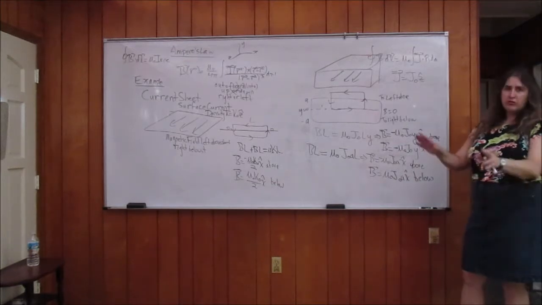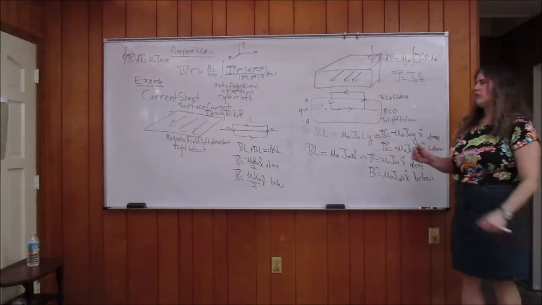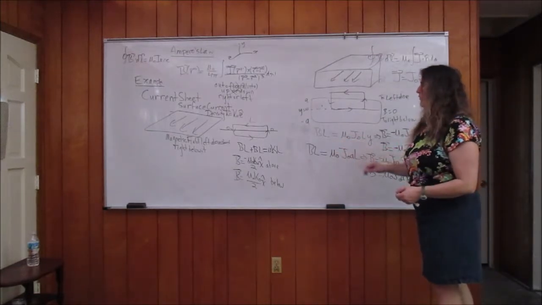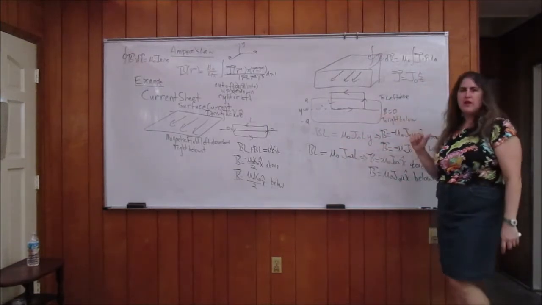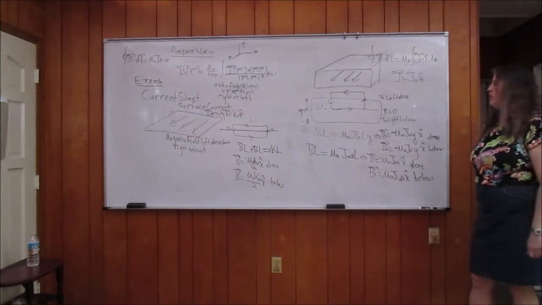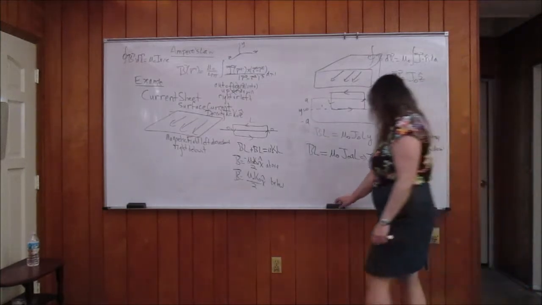Directions are different, of course. Electric fields are either pointing away from or towards the sheet. In this case, you have the magnetic field either pointing to the left above it or to the right below it. Okay? So let's turn our attention now to solenoids.